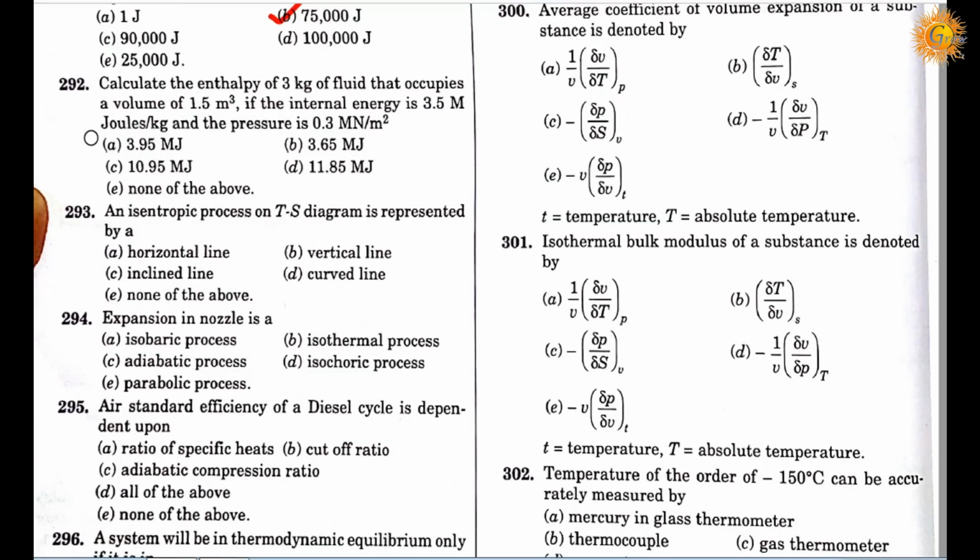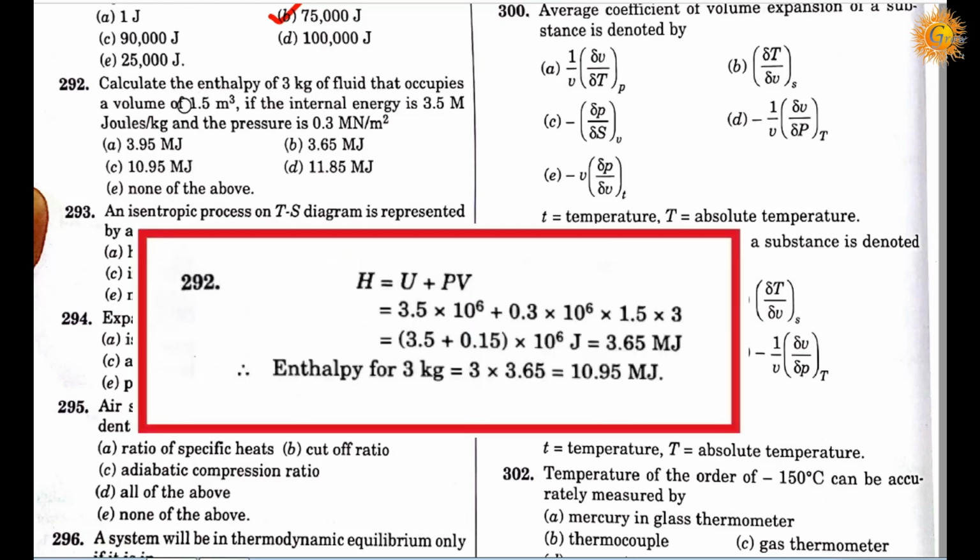Question number 292. Calculate the enthalpy of 3 kg of fluid that occupies a volume of 1.5 meter cube, if the internal energy is 3.5 megajoule per kg and the pressure is 0.3 meganewton per meter square. Option A, 3.95 megajoule; option B, 3.65 megajoule; option C, 10.95 megajoule; option D, 11.85 megajoule; and option E, none of the above.